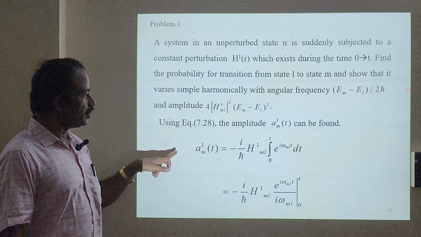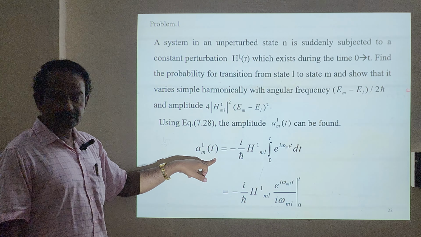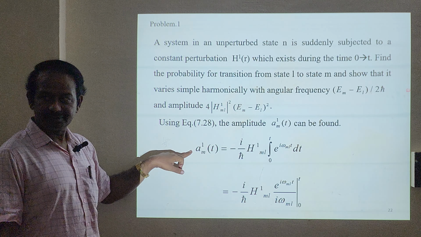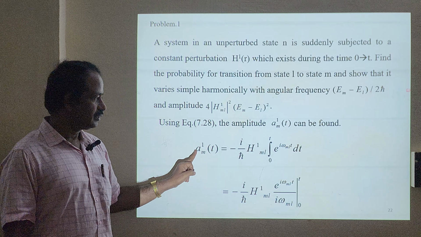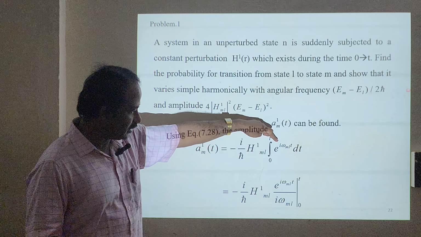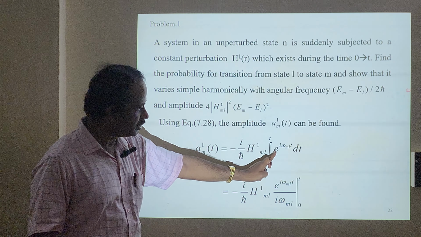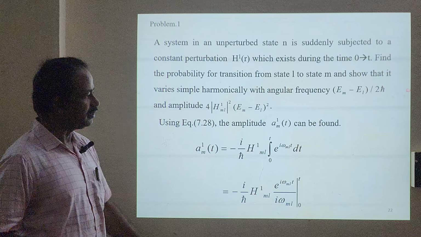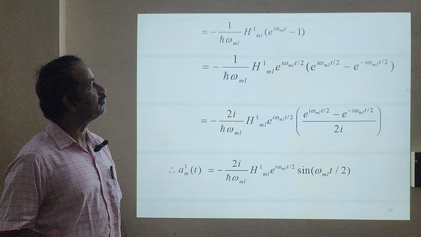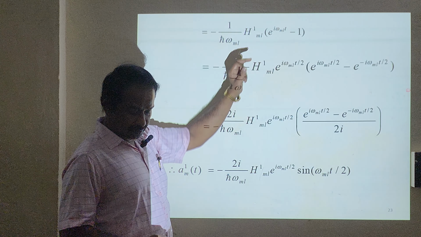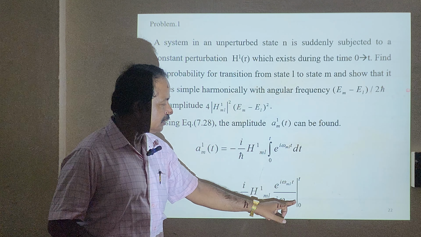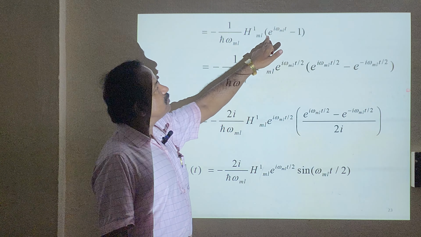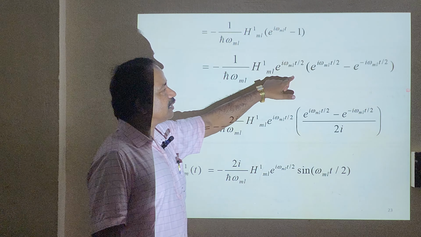Okay, so now we know already equation 7.28. This is the first order correction for a constant perturbation. We know already this expression, correct? Just now we discussed. Now just integrate this. When you integrate, this becomes e power i omega ml t divided by i omega ml. The i will cancel, and substitute the limits. So you will have e power i omega ml t, and substituting the lower limit will give you 1, so minus 1.